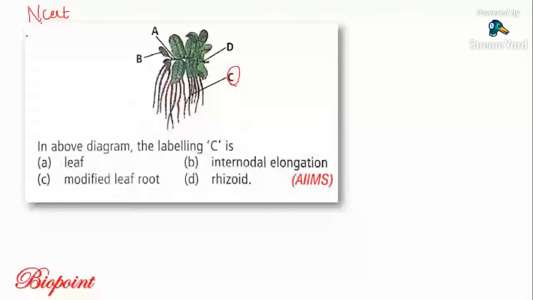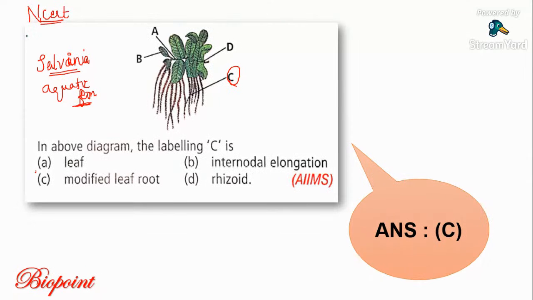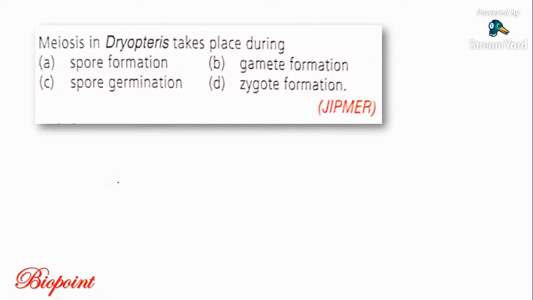Salvinia, which is an aquatic fern. So the correct answer for the question is option number C. It is a modified leaf root. Next, question number 15 on your screens.